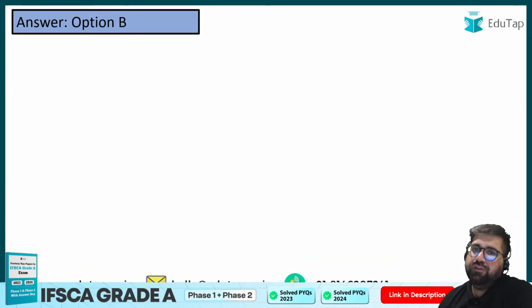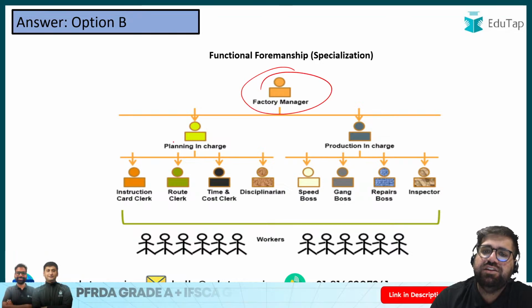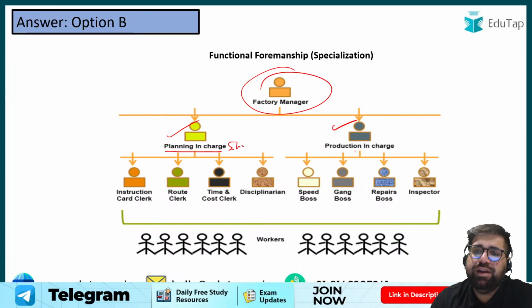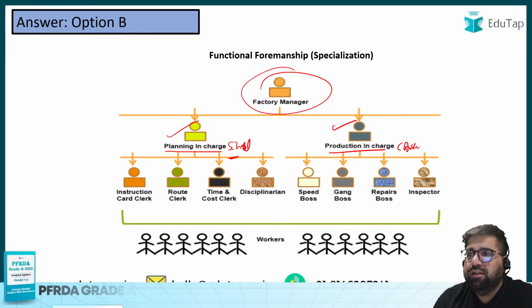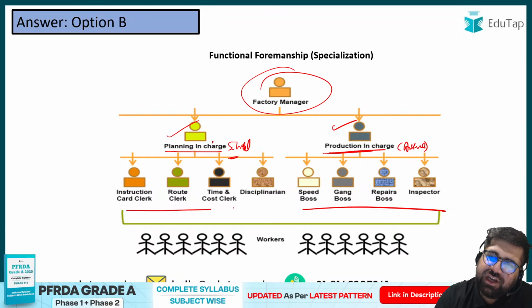Now, what is functional foremanship? Functional foremanship looks like this. Under a factory manager, you will have two different heads: planning in-charge and production in-charge. The planning in-charge will do all the scheduling. The production in-charge will do all the activities. Under the production in-charge there are four people. Under the planning in-charge again there are four people.